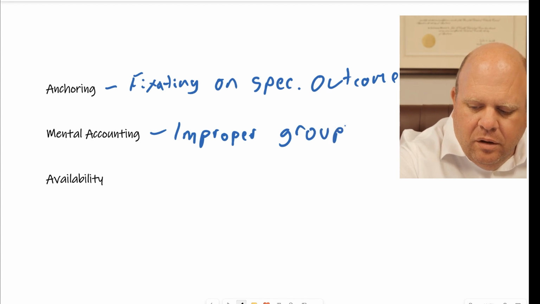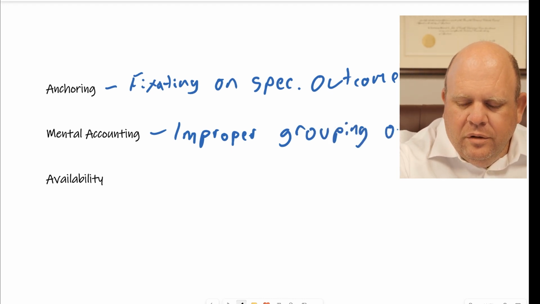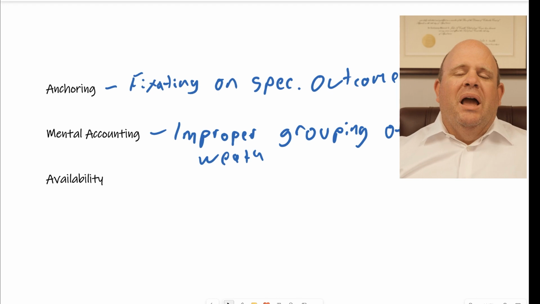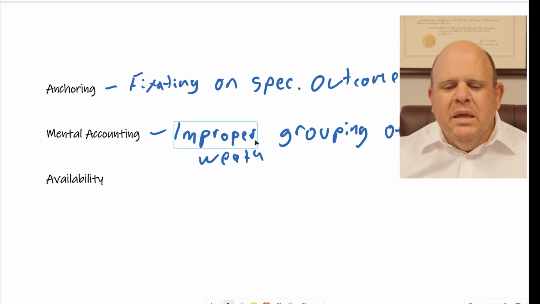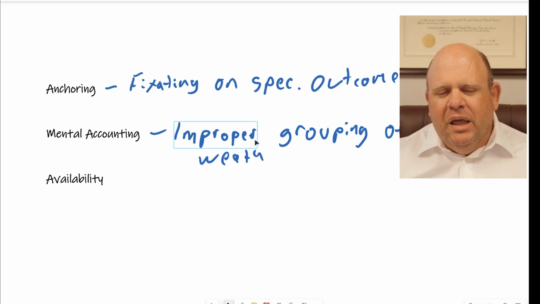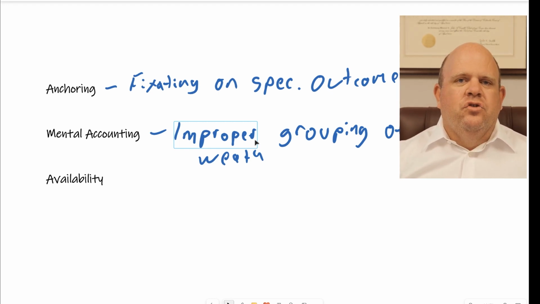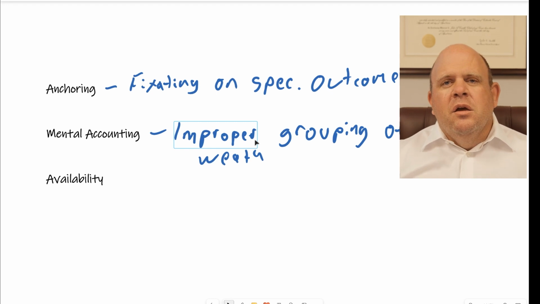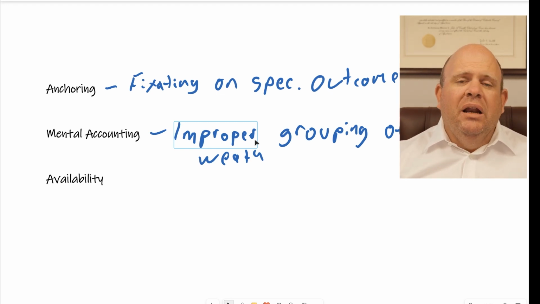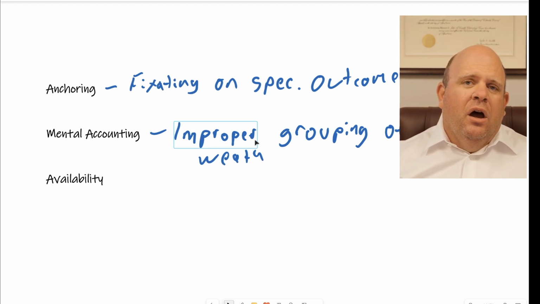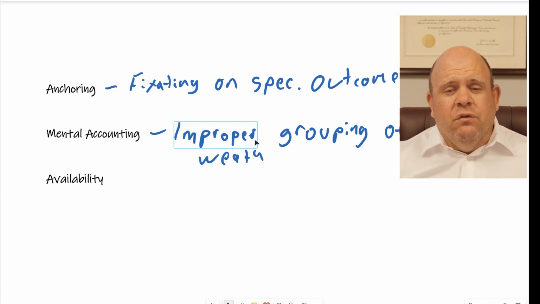All right, mental accounting is thought of as an improper grouping of wealth. Now, where I see this happen all the time is you talk to somebody and you think they are thinking of one kind of asset and they're lumping it together. Let's say it is a business that's generating a decent profit, but not a lot of profit. Some business managers have the tendency to add the value of their company on top of their profits when it comes to budgeting for new items.